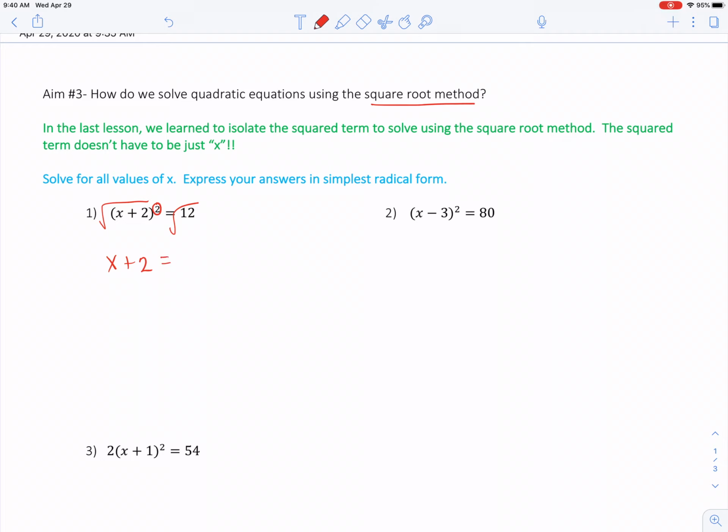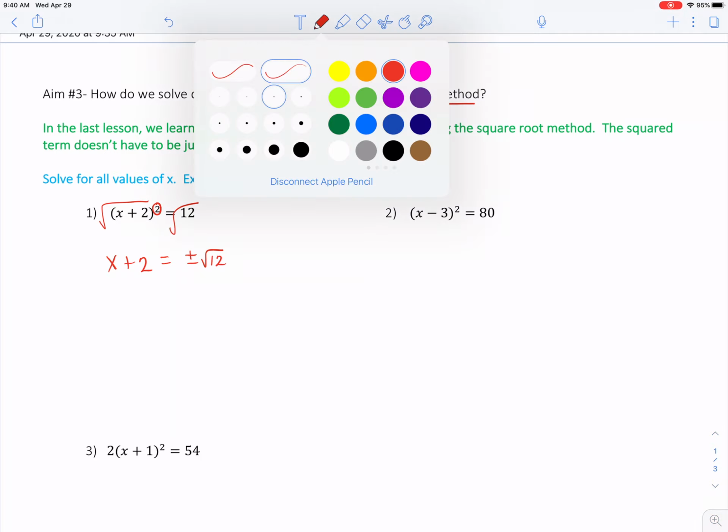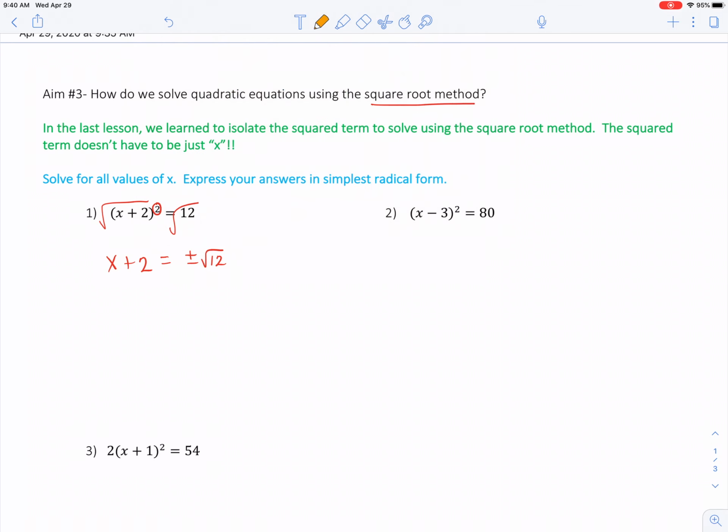The right-hand side is going to be the same. We have to remember positive, negative square root of 12, the side with the number. Except now x isn't isolated when we take the square root of both sides. We have this plus 2 that we have to subtract from both sides. So we get that x is equal.